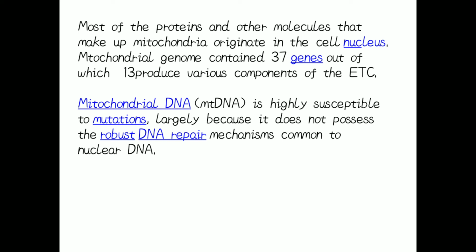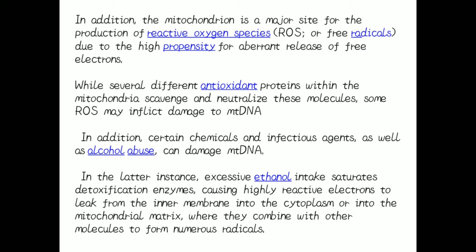Mitochondrial DNA is highly susceptible to mutation, largely because it does not possess the robust DNA repair mechanism common in nuclear DNA. So mitochondrial DNA is very susceptible to mutation because of the absence of a robust DNA repair mechanism, as is commonly found in nuclear DNA. In addition, the mitochondria is a major site for the production of reactive oxygen species.